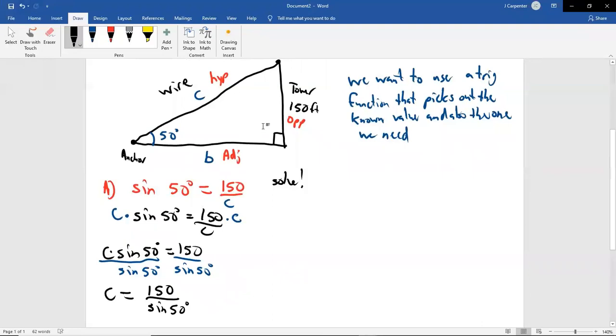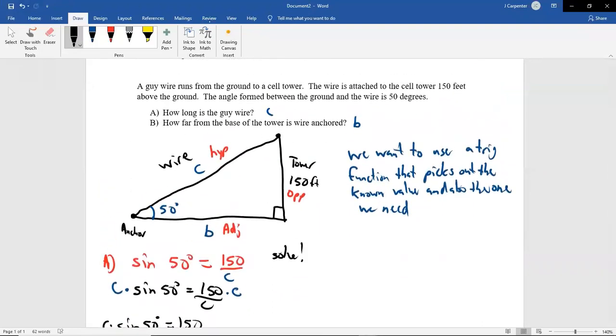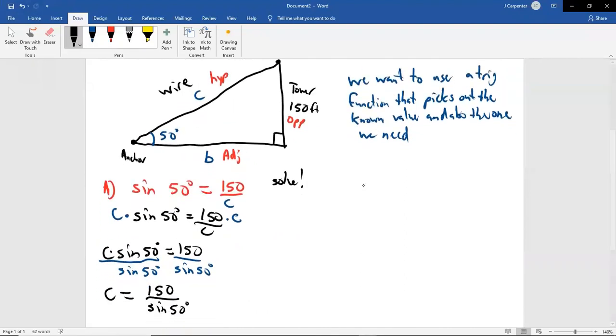And I forgot to write that in the instructions, didn't I? I did. Round to the nearest tenth. It's an application. While yes, analytically, 150 divided by sine of 50 degrees is an accurate answer, if it's an application, we want numbers. We want numbers our boss can understand.